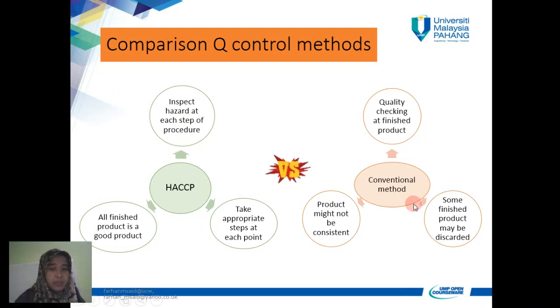Meanwhile, for the conventional method, the product might not be consistent. Why? Because quality checking is only done at the end of the finished product. Therefore, some finished product may be discarded. So, it will be a waste, right? I hope that you appreciate the HACCP plan, even though it's very difficult to apply.